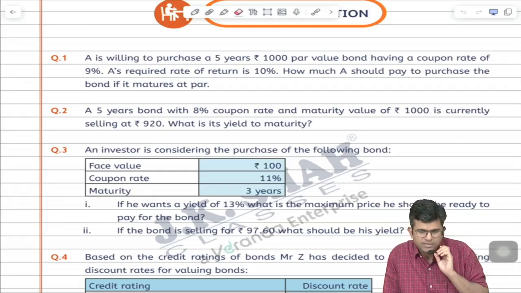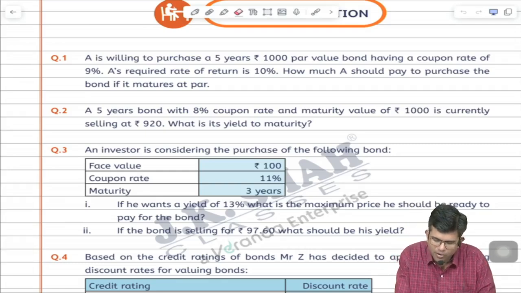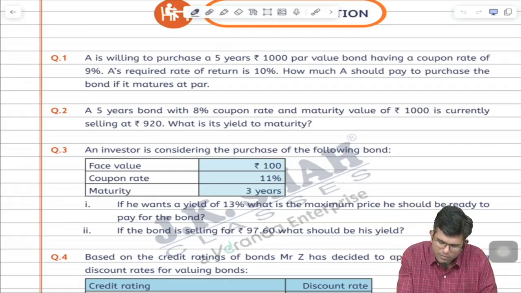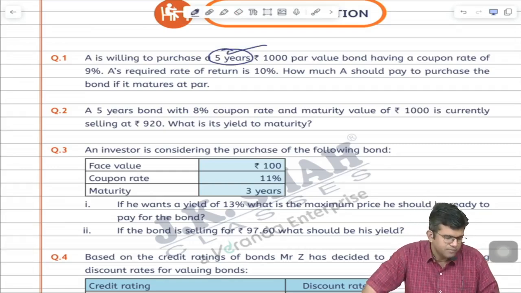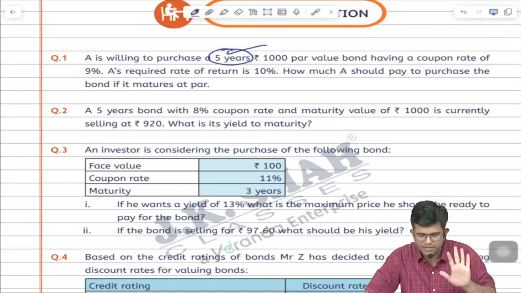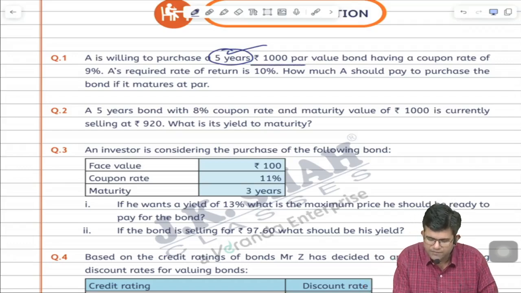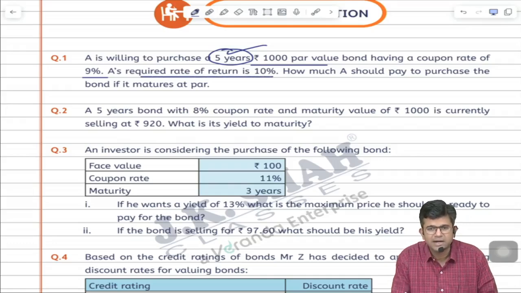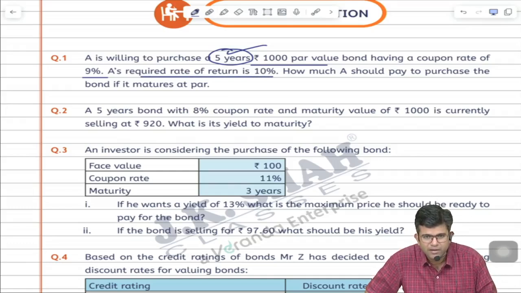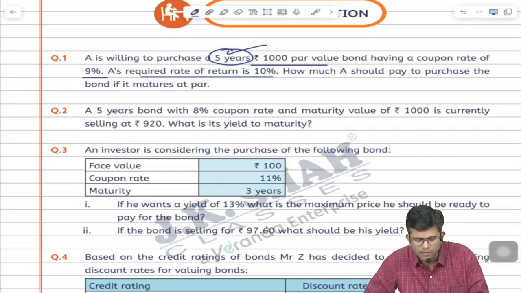So students, for that, can you see it's a bond, 5-year bond. Now that the period is defined, 5 years, 1000 rupees is the face value. Coupon rate means interest rate is 9%, which will be applied on 1000 rupees, and your required rate of return is 10%. Can I say it is at this rate that you will be doing the discounting? Everyone clear? I want to find the value of the bond.